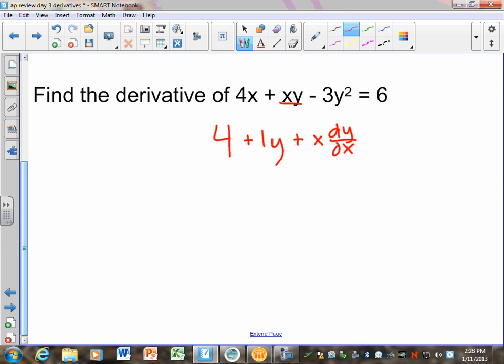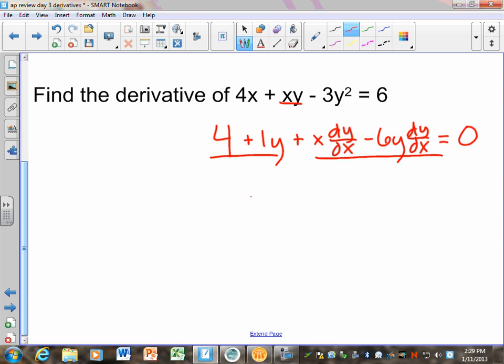The derivative of negative 3y squared is negative 6y. But again, I took the derivative of y, so I have to put dy/dx, equals the derivative of 6, which is just 0. And remember, we're trying to find the derivative, so we want to know what does dy/dx equal. So I want to get this to the other side, so I'm going to subtract it over, and I'm going to factor out the dy/dx on this one at the same time.